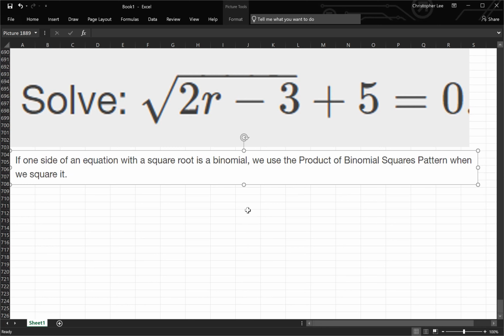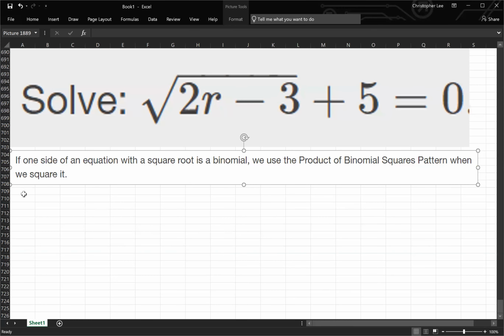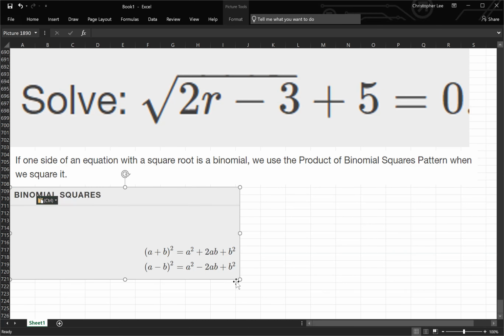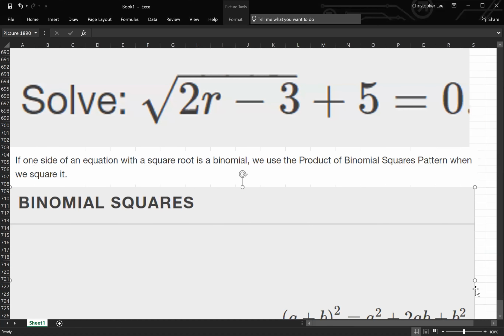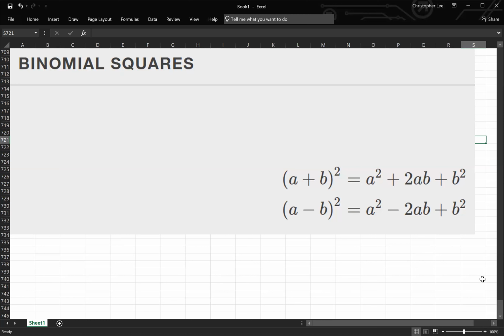If one side of an equation with a square root is a binomial, we use the product of binomial squares pattern when we square it, right? Oh, we remember what that is, right? Remember what that is, right? No? Nobody? All right, look, here it is. This is the binomial squares pattern. A plus b squared is equal to a squared plus 2ab plus b squared, and a minus b squared is equal to a squared minus 2ab plus b squared.